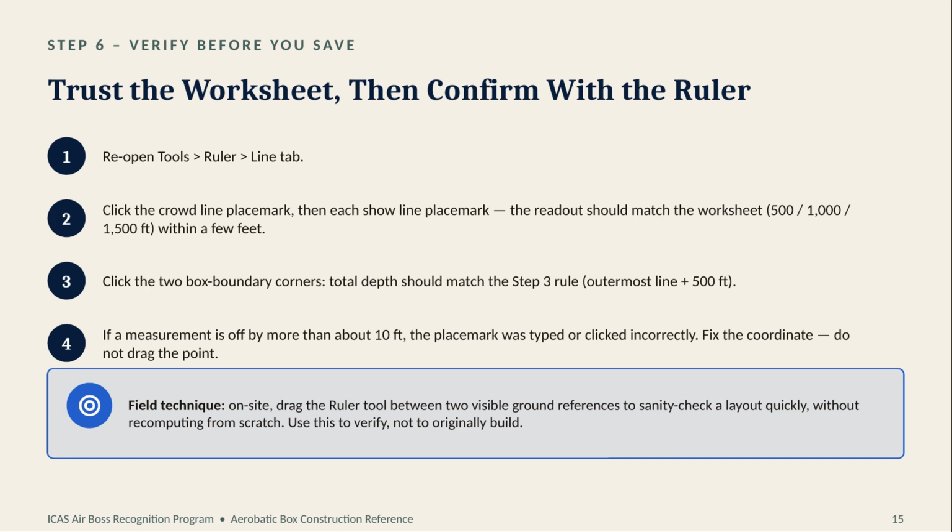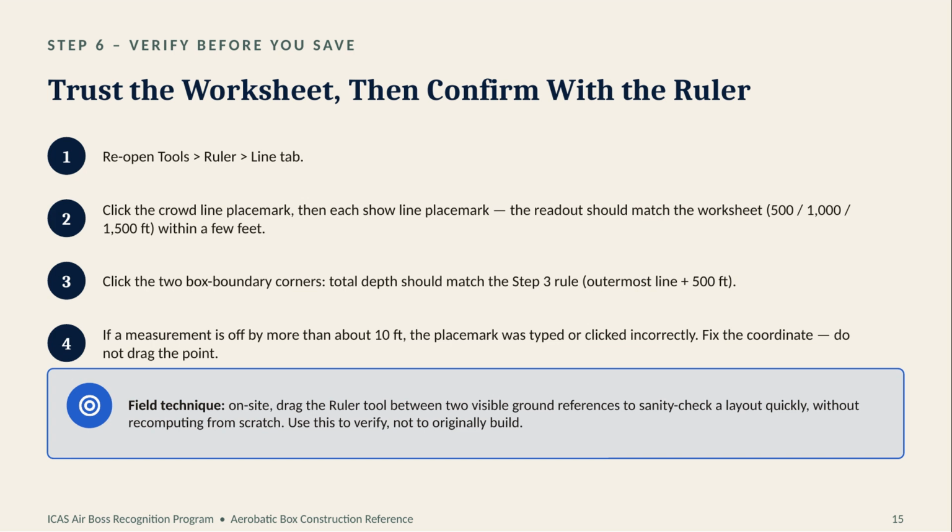Third, click the 2 box boundary corners directly. The total depth reading should match the Step 3 rule. Outermost show line plus 500 feet. Fourth, and this is the decision point. If a measurement is off by more than about 10 feet, the placemark was typed or clicked incorrectly somewhere upstream. Go fix the coordinate. Do not drag the point to close the gap. That reintroduces exactly the eyeballing error this whole method is built to avoid.